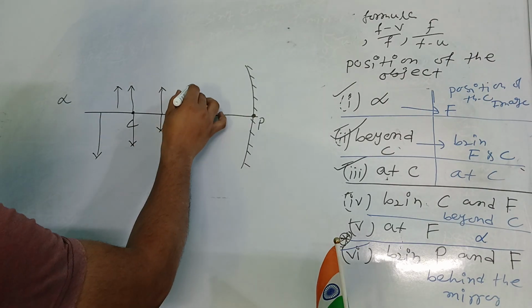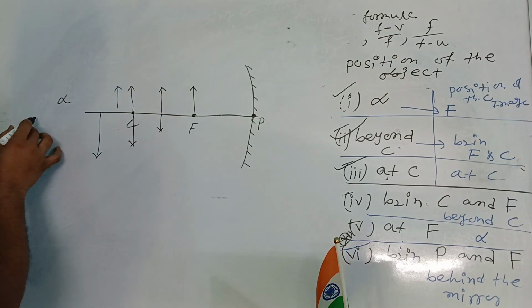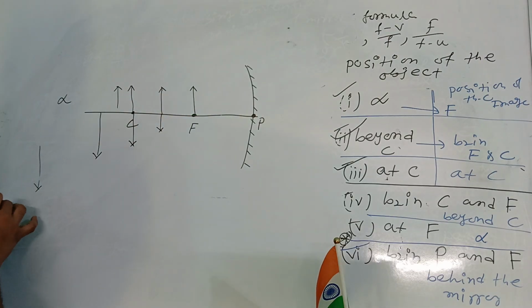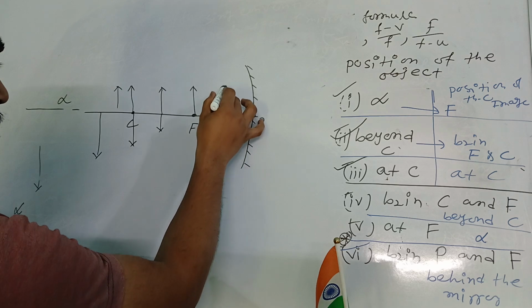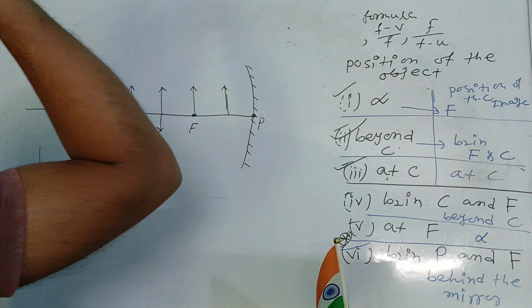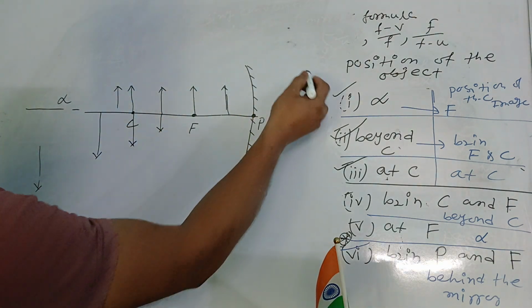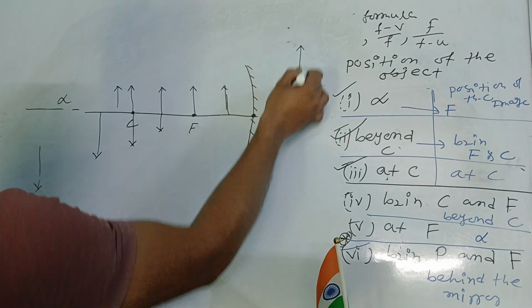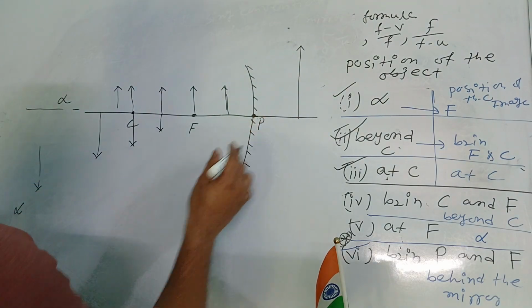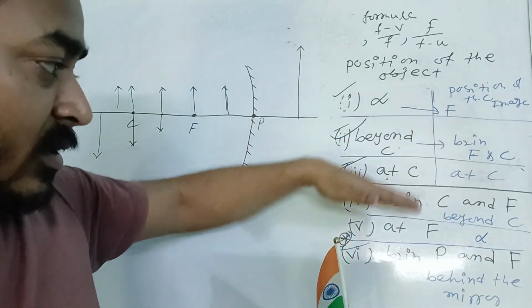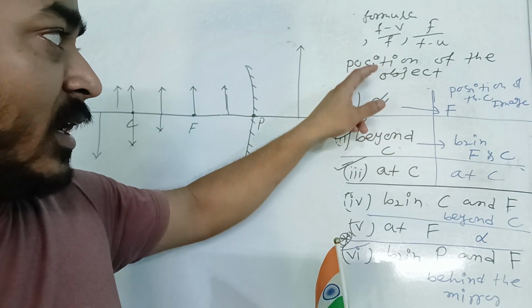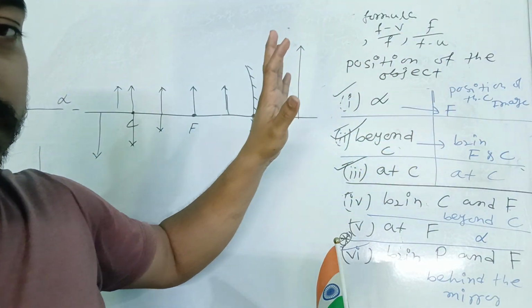Then if you place the object at F, the image will form at infinity, and it is highly magnified. If we place the object between P and F, then the image is virtual, magnified, and behind the mirror. So the position of the object and the position of the image are clearly written here.